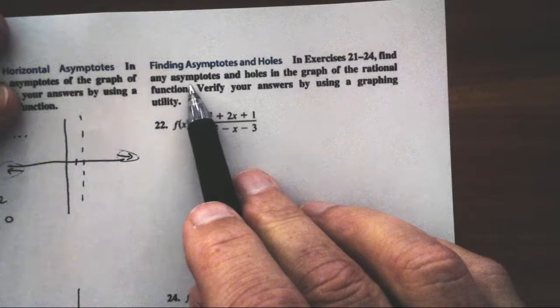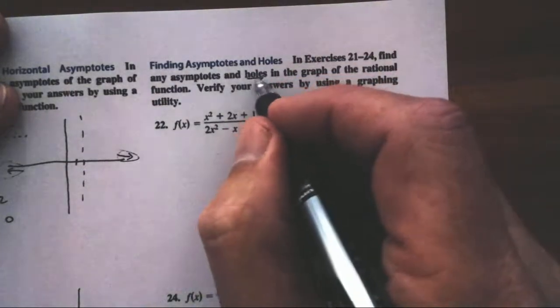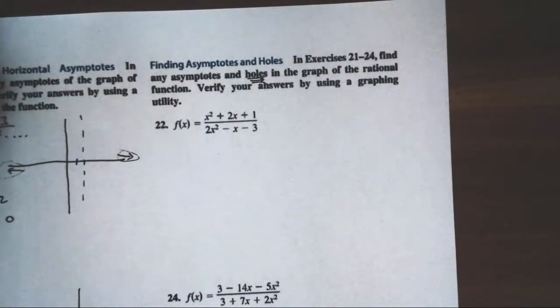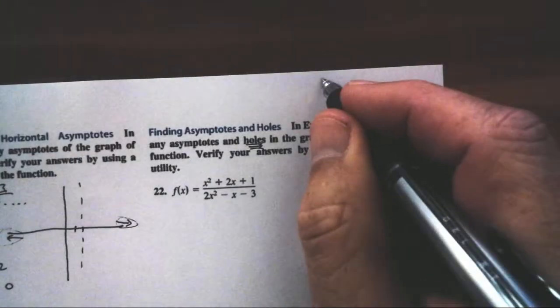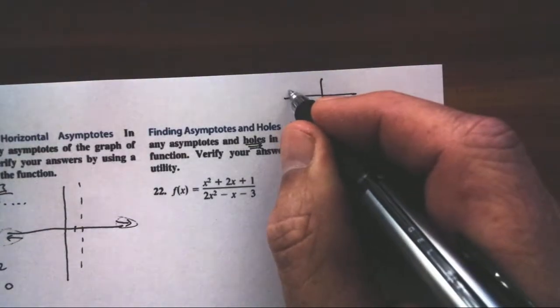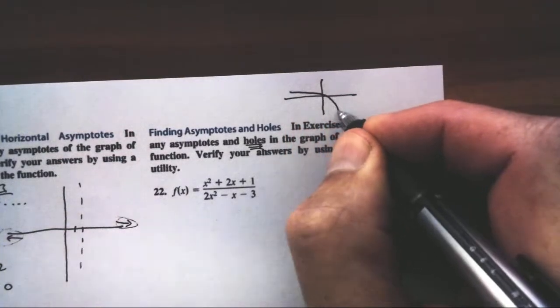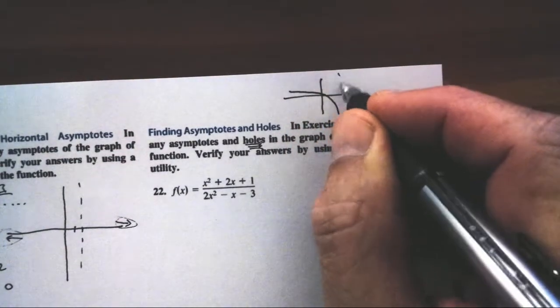Okay. All right. Find any asymptotes and holes in the graph of a rational function. So holes in graphs occur. You'll have a graph that might look something like this.